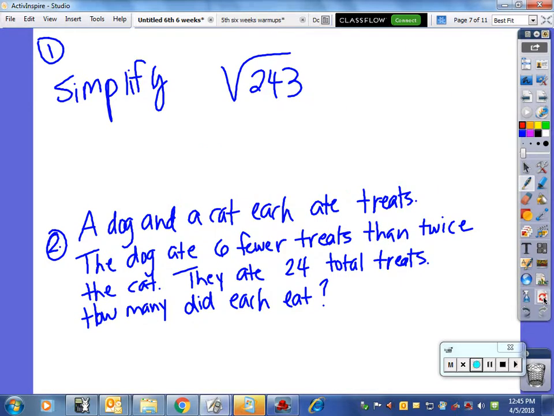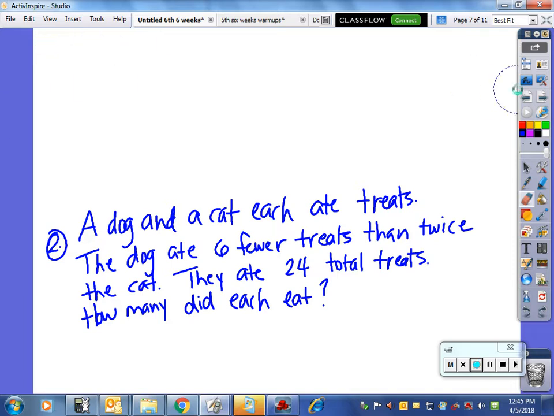All right, now, number 2. The second equation on number 2 is trickier, that second sentence. We've got a dog and a cat, and they ate 24 treats total. That part's easy. D plus C equals 24. The dog ate 6 fewer than twice the cat. In other words, the dog's treat consumption is 6 fewer than twice cat.